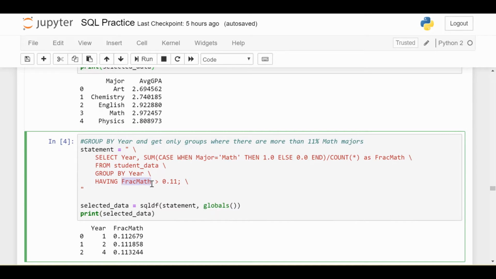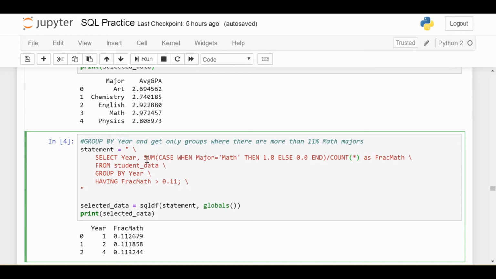This frac math we haven't defined yet, but just take it for granted for now that it's the fraction of math majors. So group by year, and then give me only the groups where the fraction of math majors is above 11%. And then from student data, of course, that's a given. And we're going to select the year itself, and we're going to select the fraction of math majors. So before we understand the difficult part, which is this scary looking statement, overall, this SQL statement is saying group by year. Make sure you limit to years where the fraction of math majors is above 11%. Tell me what year that is, and tell me what the actual exact fraction of math majors is.